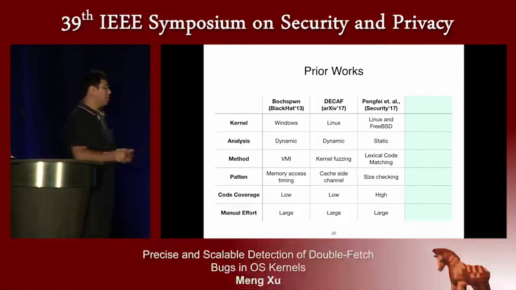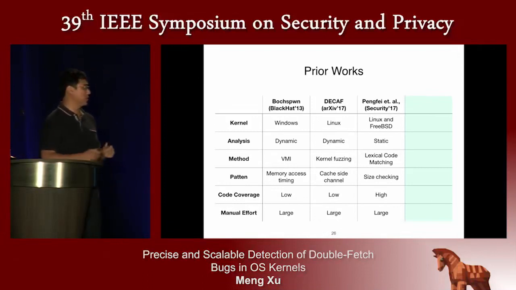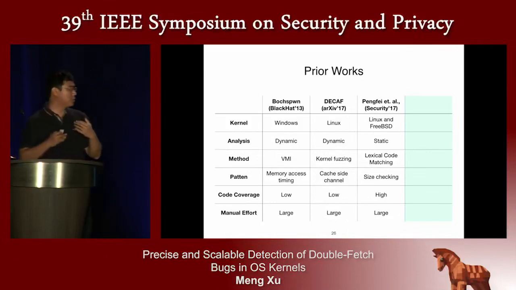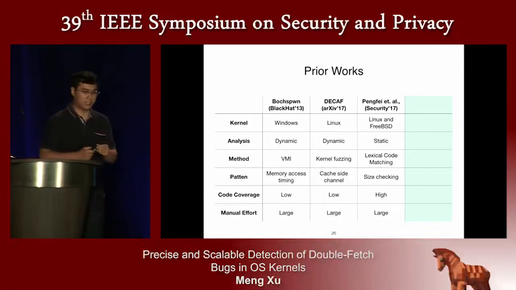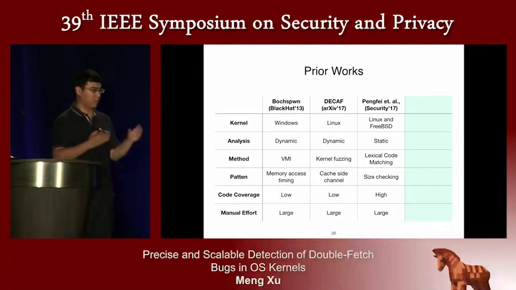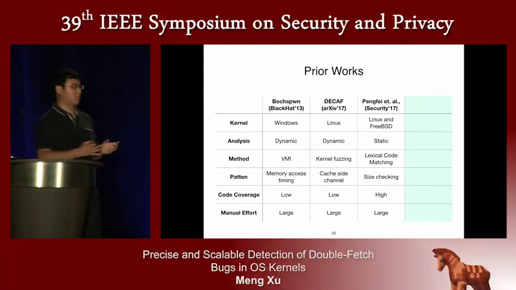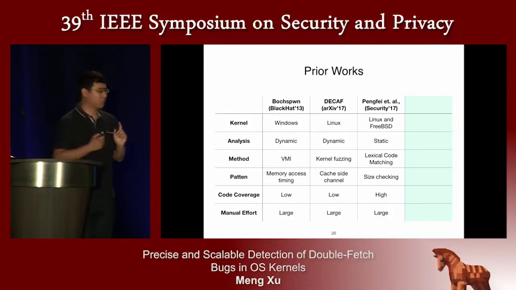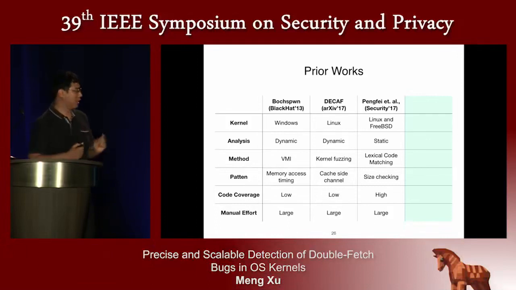A more related work to ours is the USENIX Security work from last year. It's also based on static analysis, and they use some lexical code matching to find the easy patterns like size checking things. The drawback of the 3 related works is that they require manual effort. Basically, what they do is tell you there are 2 fetches, but they are not going to tell you whether these 2 fetches are actually going to cause trouble or not. So some form of manual verification is needed. However, for us, we try to minimize this manual effort as much as possible.